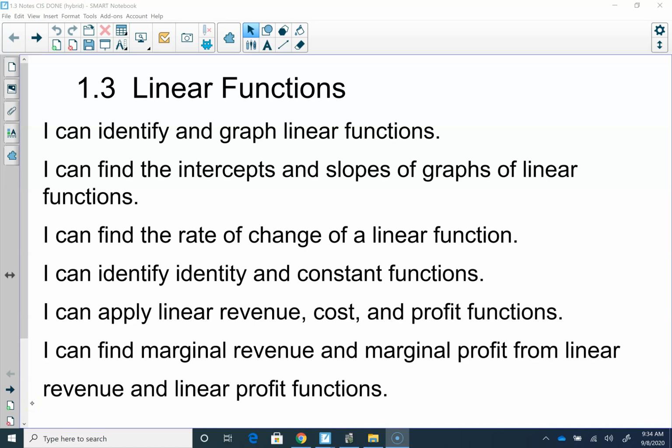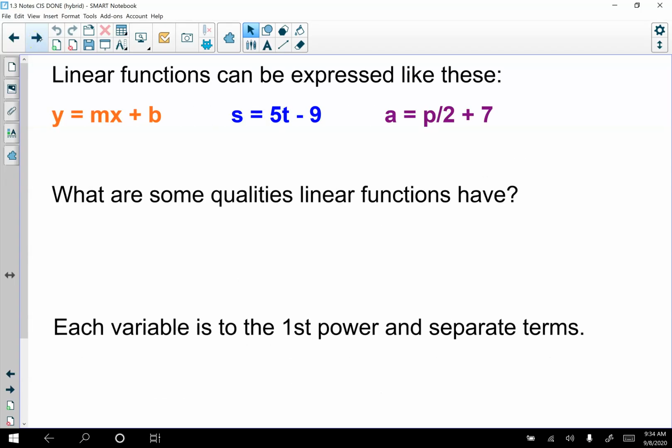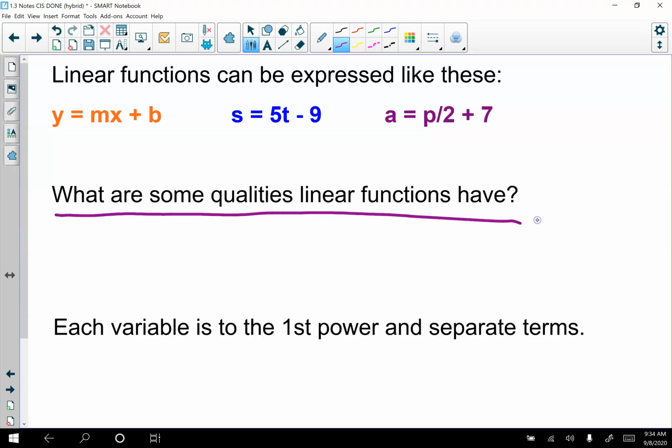This is section 1.3 and it is on linear functions, and here is your list of I can statements that you should be able to do once you're done with this section. The first thing that we're going to talk about is this question right here. What are some qualities linear functions have?